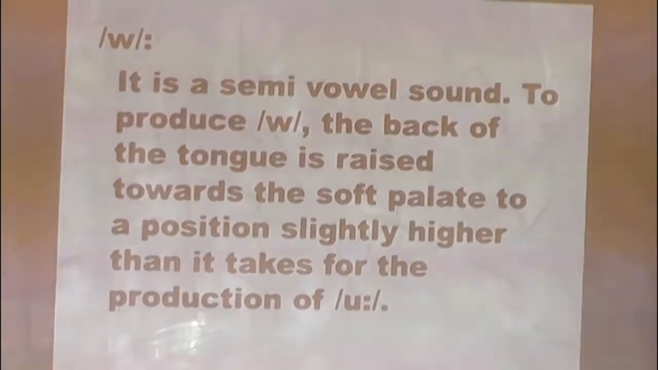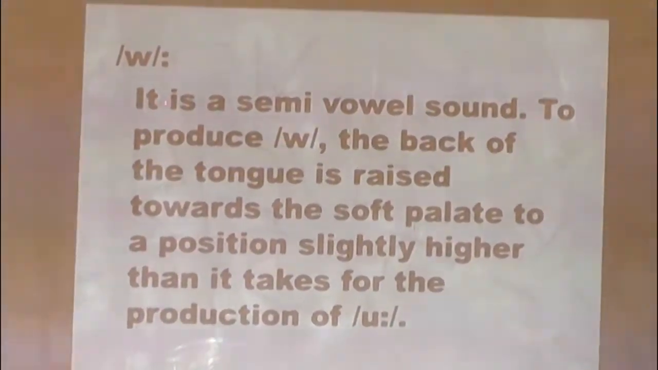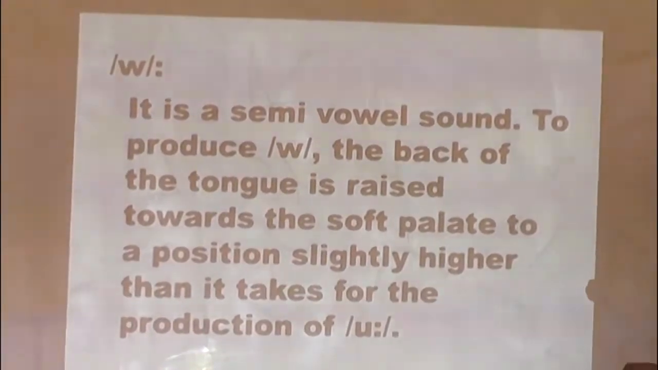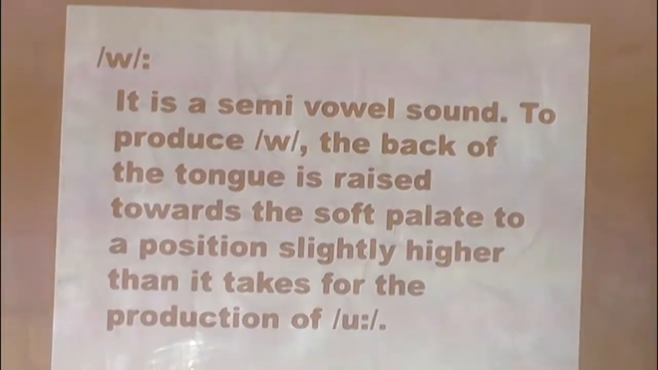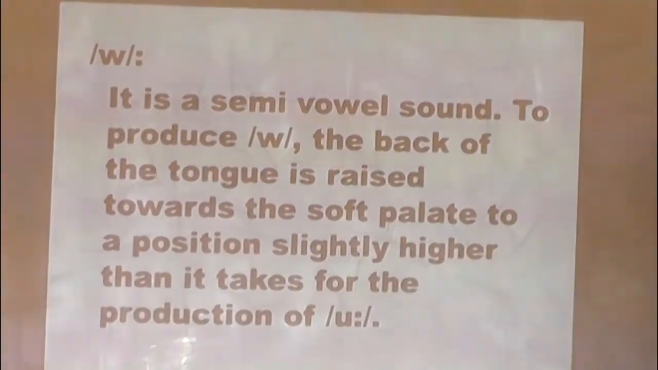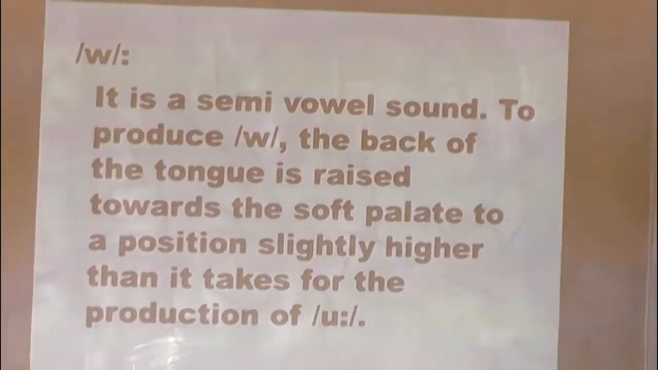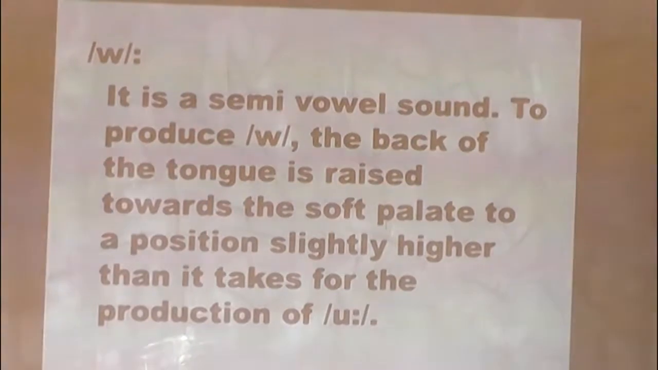The next one is Wa. It's pronounced as wa. It is a semi-vowel sound, as we have earlier said, that it combines the qualities of vowel and consonant. Hence, it is called a semi-vowel sound.